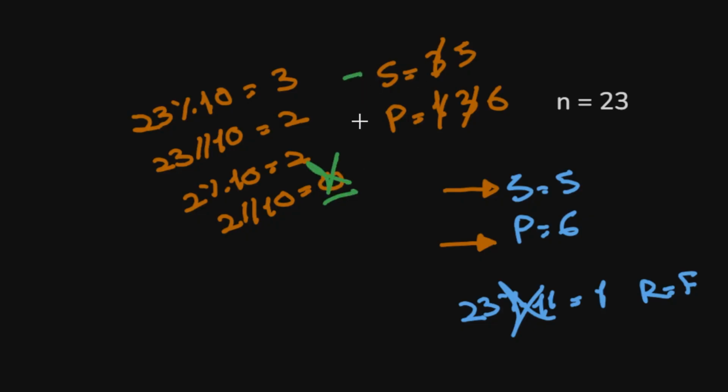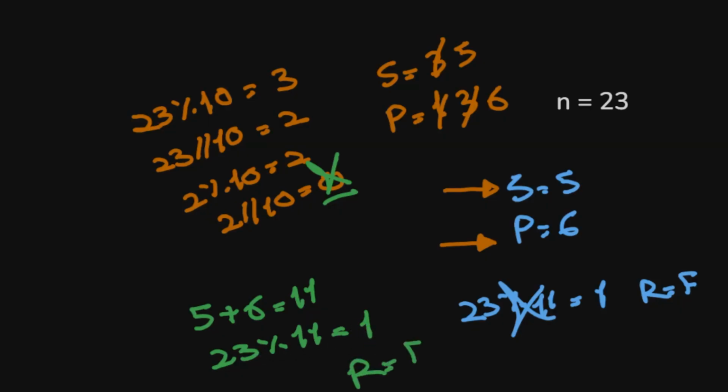This is the final sum, this is the final product, and now we can take product plus sum, meaning 5 plus 6, the result is 11, and we check if 23 modulo 11 is equal to 0. In this scenario, it's a 1, which is different from 0, so the final result in this scenario is false. So with this in mind, now let's go with the code.